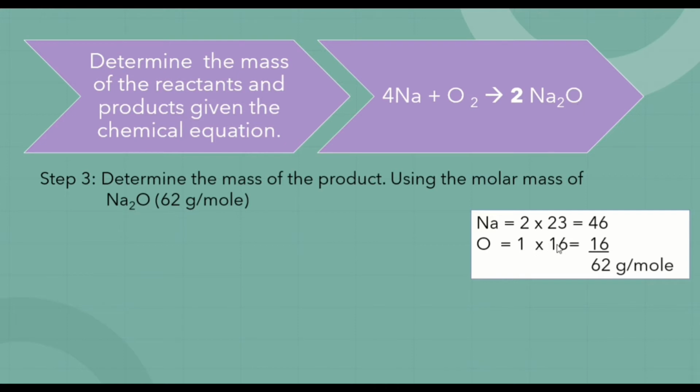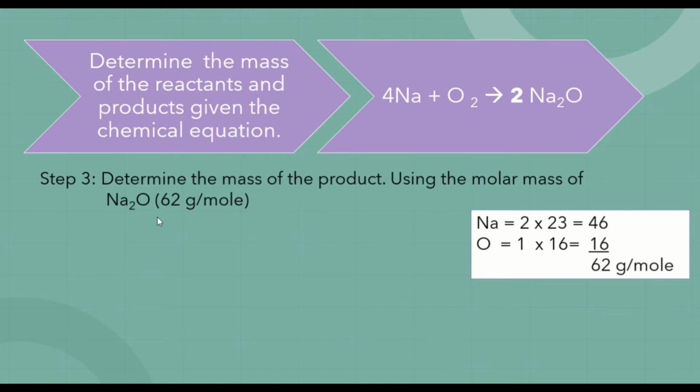Now, we will refer to the periodic table and determine the atomic weight of each element in the compound. So, we will look for sodium. The atomic mass for sodium is 23, oxygen 16. Then just multiply 2 times 23, that is 46. 1 times 16, 16. So just add it, and then we have 62 grams per mole. That is how we get the molar mass of sodium oxide.